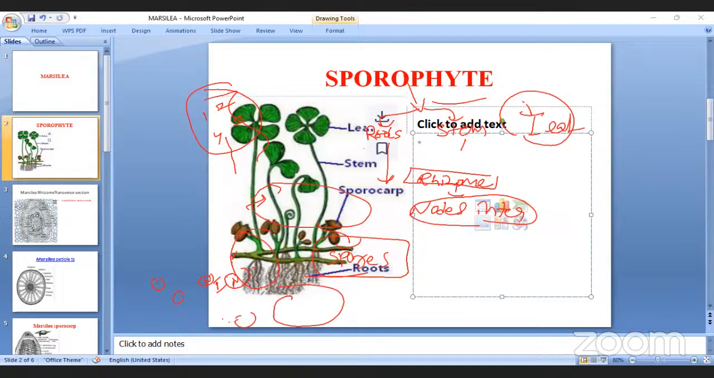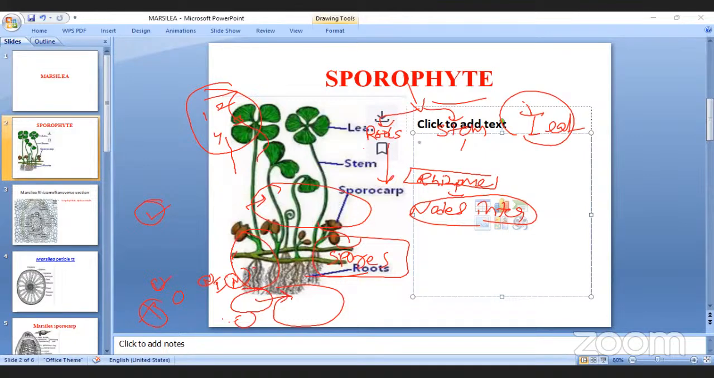First, let's discuss the rhizome internal structure. This is important in theory as well as practical, very important for section cutting. And the internal structure of the petiole also. These two are very important. The root internal structure is not an important one. The important ones are only the rhizome internal structure and the petiole internal structure.